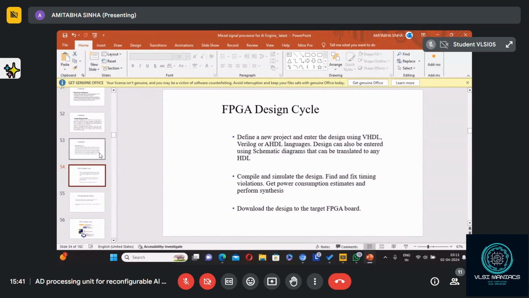So the FPGA design cycle: define a new project and enter the design using Verilog or VHDL or advanced HDL languages like SystemC. Design can also be entered using schematic diagrams. Now some CAD tools are available where you can draw the state diagram, and from the state diagram it is directly translated to HDL. I don't know whether you have it in your lab or not, but this is a very good tool.